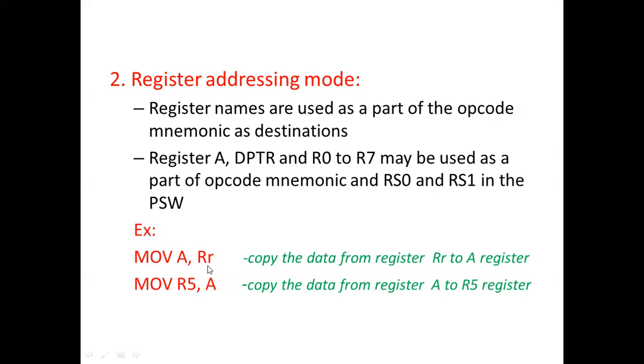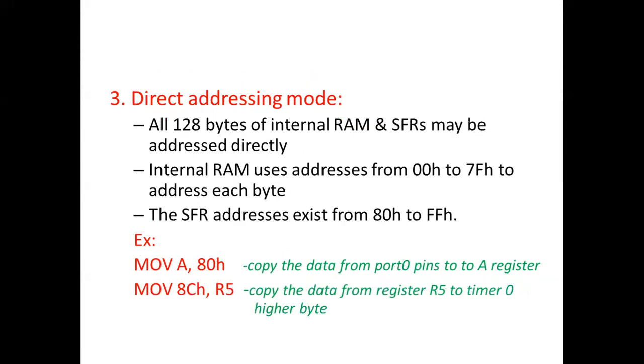For example, MOV A, Rn. MOV, as you all know now, is the mnemonic used for copying data from one register to another register. A represents the accumulator, and Rn is any register. This copies the data from register Rn to the accumulator. Here, the instruction MOV R5, A represents copying the data of the accumulator to register R5. Such a type of addressing mode we call the register addressing mode.